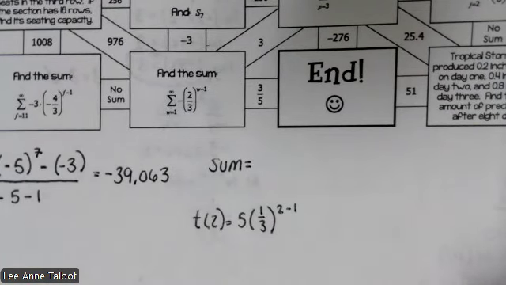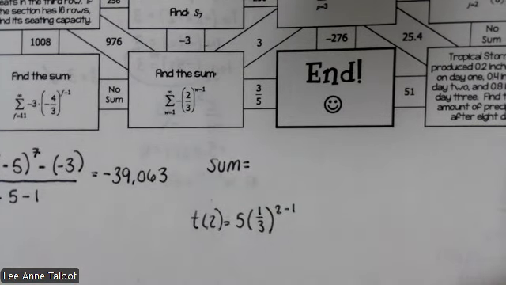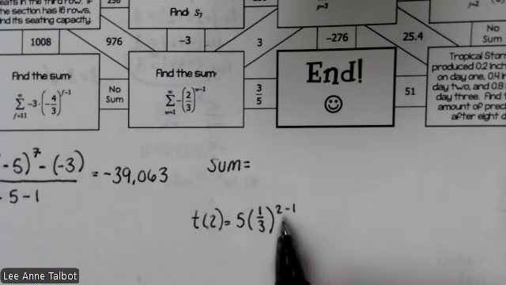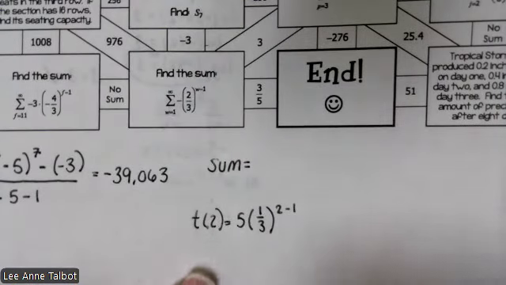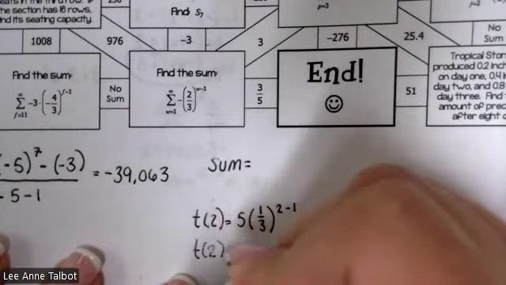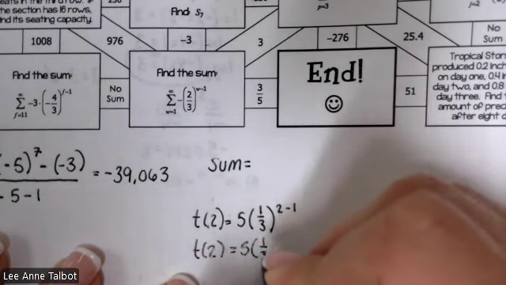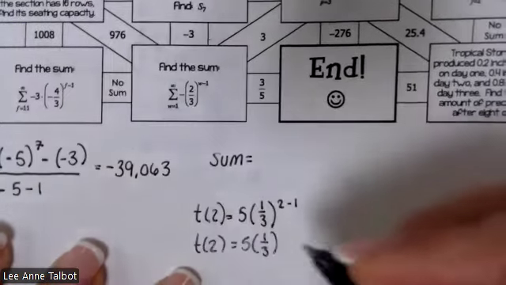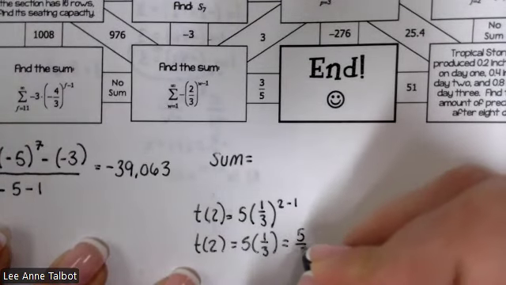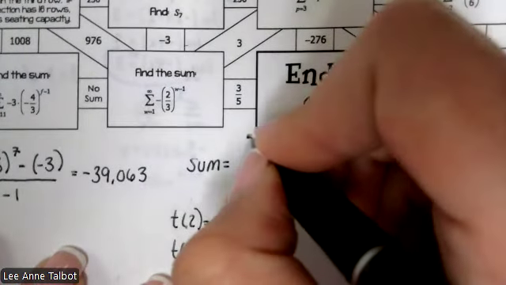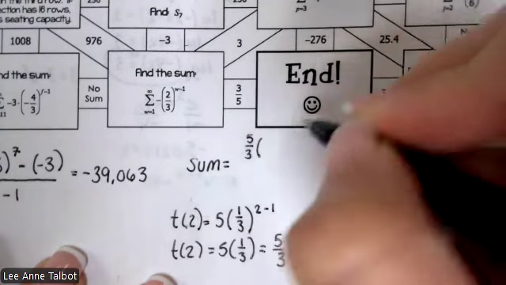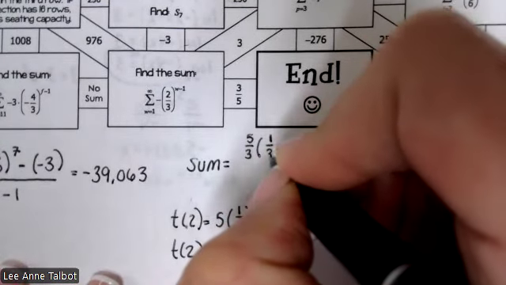So for my sum, it's telling me don't start your sum at the first term, start your sum at term 2. To get term 2, I plug 2 in for, what is that letter? Is that X? They used an X? Okay, okay. So term 2 is 5 times 1/3, because 2 minus 1 is 1, and 5 times 1/3 is 5/3. Okay, so I have 5/3 times R is 1/3.